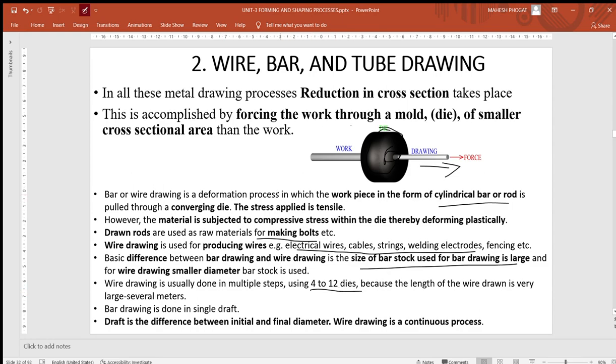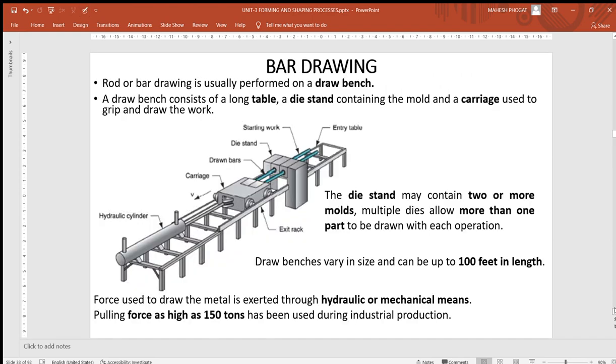That means your wire or bar should be passed through 4 to 12 dies, because a big diameter is to be converted to a very thin wire. Obviously you need to reduce the diameter gradually, and that is done with the help of different numbers of dies. Whereas bar drawing is done in a single draft. Draft is just the difference between the final and the initial diameters. Here you can see this diameter is different and this diameter is different, so this difference is called the draft. In one go it will be done for bar drawing, whereas it will take 4 to 12 dies or passes for wire drawing. So wire drawing is a continuous process, whereas bar drawing you can do in a single step.